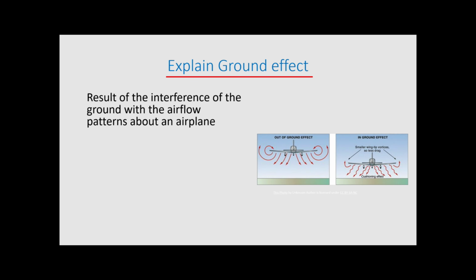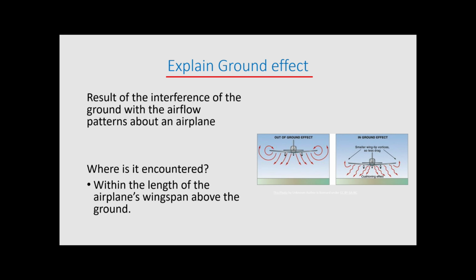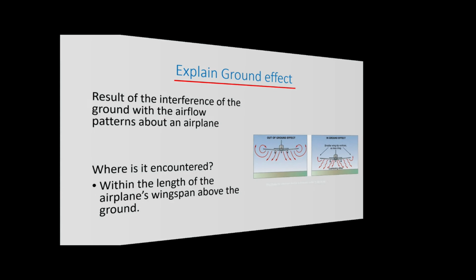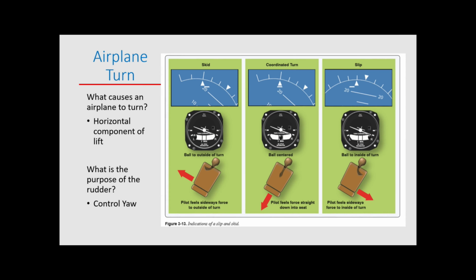Ground effect is the result of the interference of the ground with the airflow patterns about an airplane. Where is it encountered? Within the length of the airplane's wingspan above the ground. So what causes an airplane to turn? It's the horizontal component of lift. A lot of people think it's the rudder, but the rudder is actually used to control yaw. Let's draw our airplane really quick.